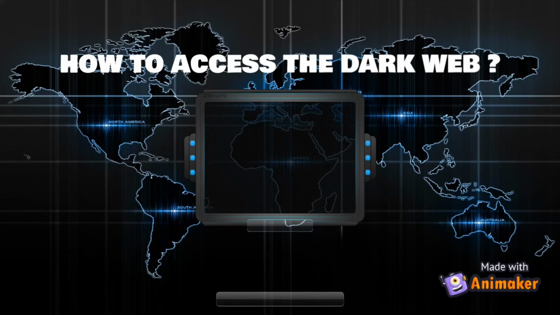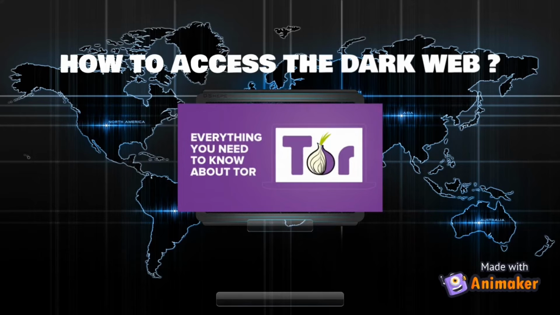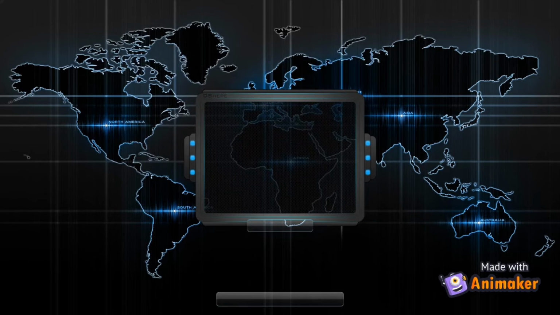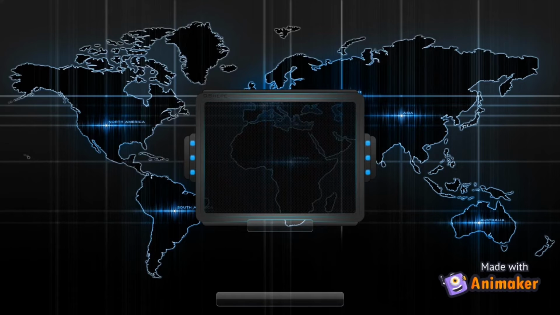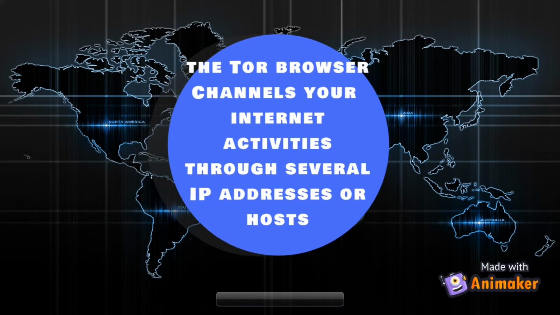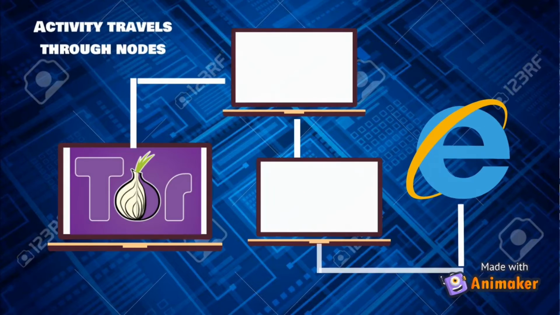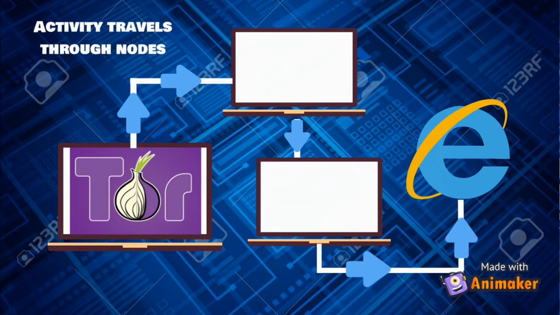Accessing the dark web requires a specialized browser called Tor. The Onion Router, Tor, is a free, open-source web browser that aims to keep its users anonymous. In order to accomplish this, the Tor browser channels your internet activities through several IP addresses or hosts. Your activity travels through a network of nodes. At every node, part of the encryption is peeled off. Eventually, your information ends up at the website of your choice. This process of onion routing aims to keep the users anonymous.